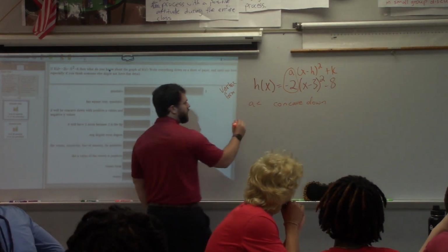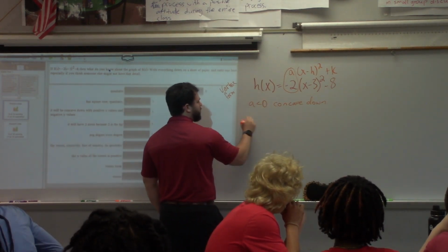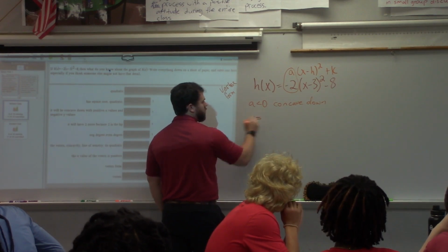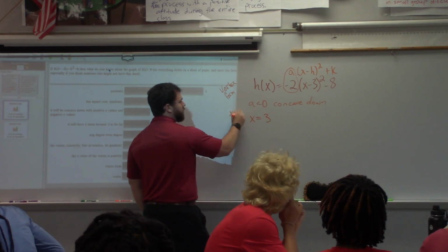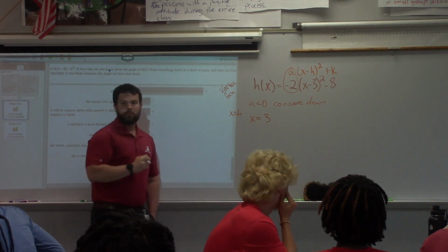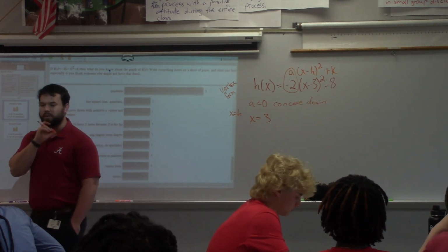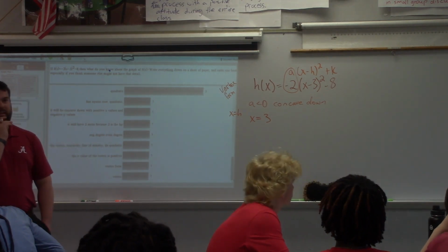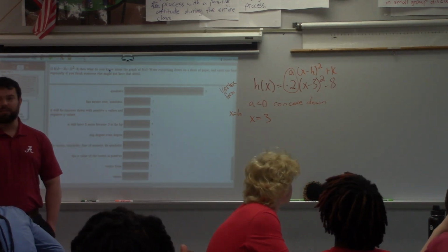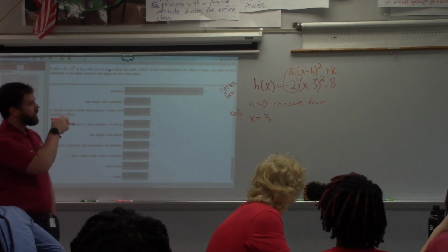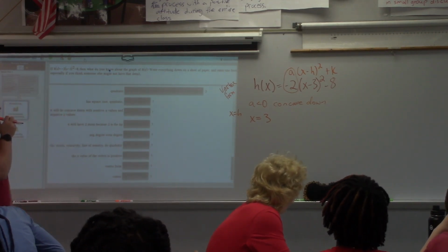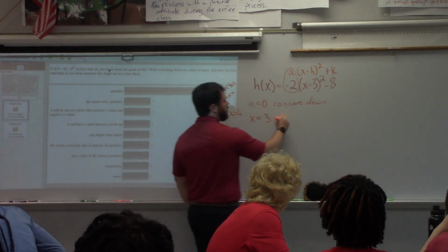The line of symmetry. What is that line of symmetry? X equals 3. Because that comes from x equals h, which h is that part of the vertex. I will say if it's vertex form, we should very quickly jump on the vertex, right? What letters in the vertex form represent the vertex? H and K.